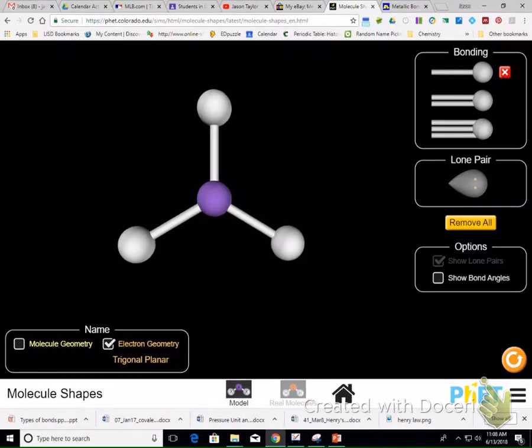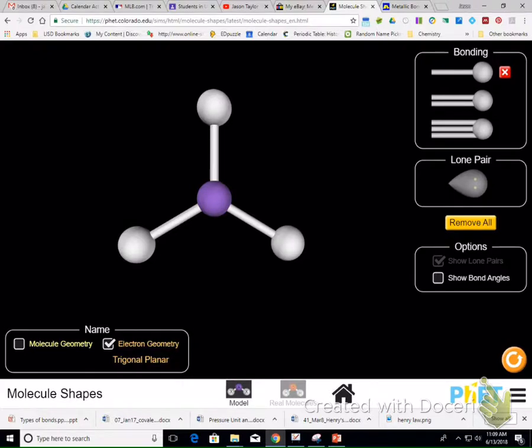And the reason we call it trigonal planar is because it makes the shape of a triangle. And it's flat, so it occupies only two dimensions. It's a plane. And the bond angles between each domain are 120 degrees. That's as far as you can get three things apart in a plane, 120 degrees.